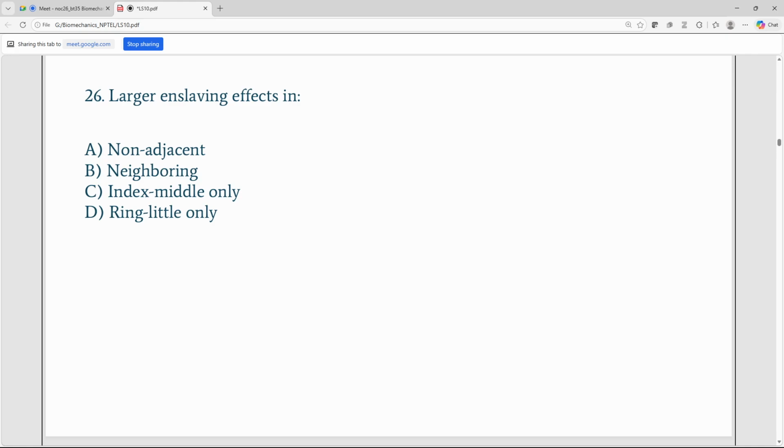Larger enslaving effects were found in which fingers? Options are option A, non-adjacent fingers. Option B, neighboring fingers. Option C, index and middle fingers only. Option D, ring and little fingers only. Which fingers showed larger enslaving effects? Option A, non-adjacent. Option B, neighboring. Option C, index and middle fingers only. Option D, ring and little fingers only.